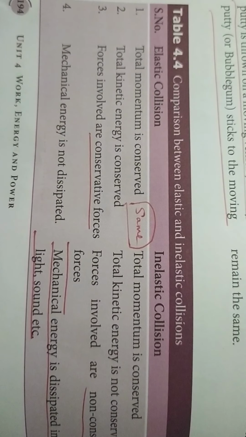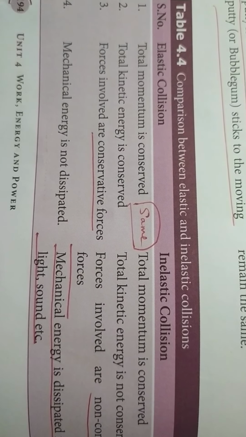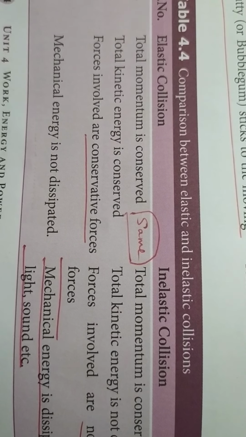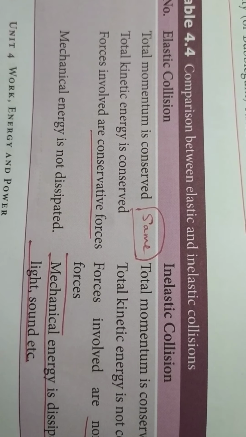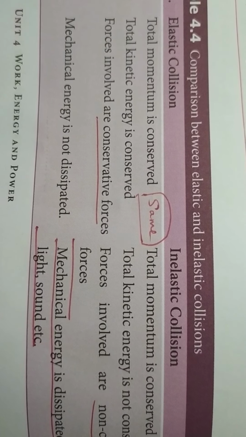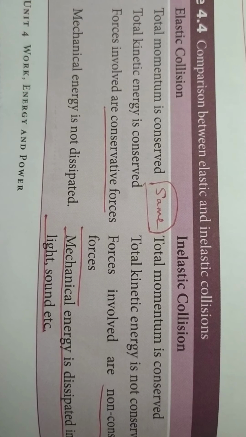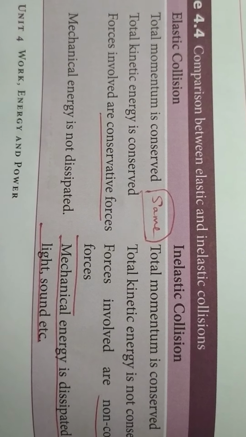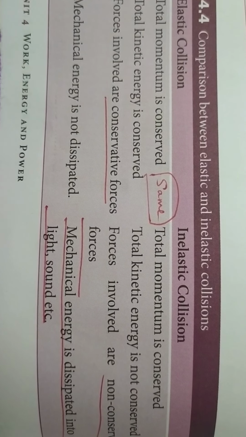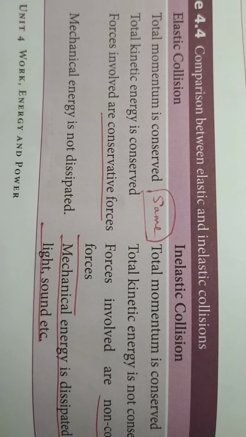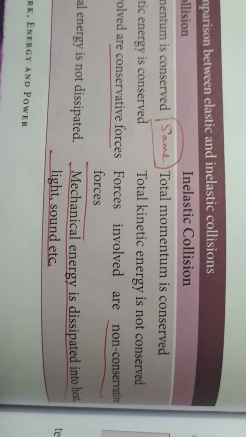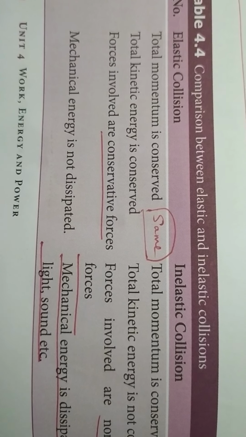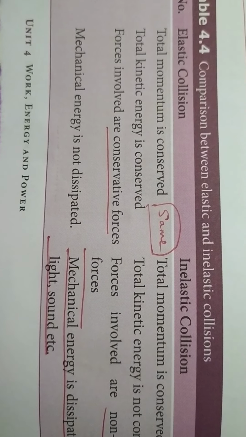The total momentum is conserved in both elastic collision and inelastic collision, whereas the other points are different. Total kinetic energy is conserved in elastic collision, and in inelastic collision it is not conserved. In elastic collision the forces involved are conservative forces. In inelastic collision the forces involved are non-conservative forces, and the mechanical energy is dissipated into heat, light, sound, etc. In elastic collision there is no loss, so no mechanical energy is dissipated.